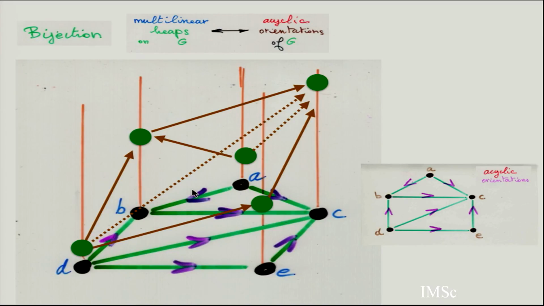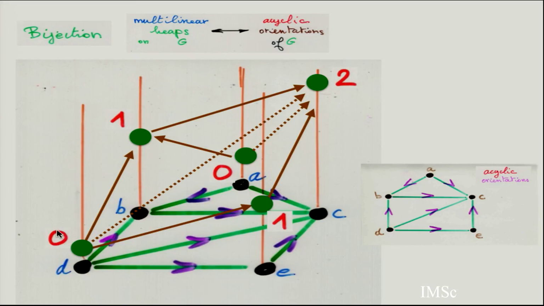So you have to think that this is a bijection between any multilinear heap. If you take a multilinear heap, then there is an underlying poset of the heap. There is no cycle in this poset. And if you project this poset on the graph, which means that each vertex of the poset is going to be sent on the vertex of the graph, and each edge of the Hasse diagram of the poset is going to be sent to an edge of the graph, which gives you the cyclic orientation. So the cyclic orientation, you see, is a transitive closure of the projection of the Hasse diagram of the poset.